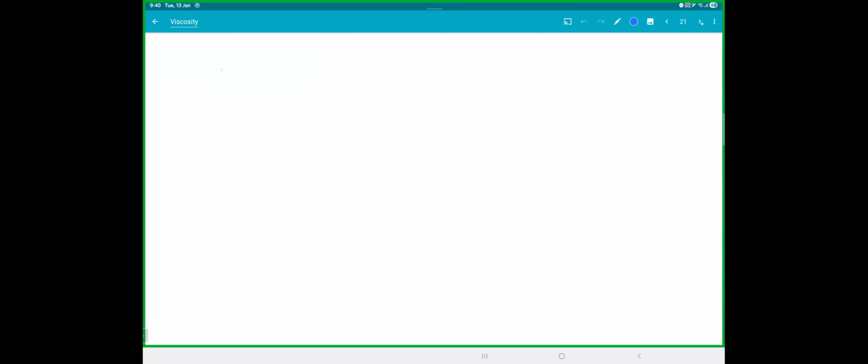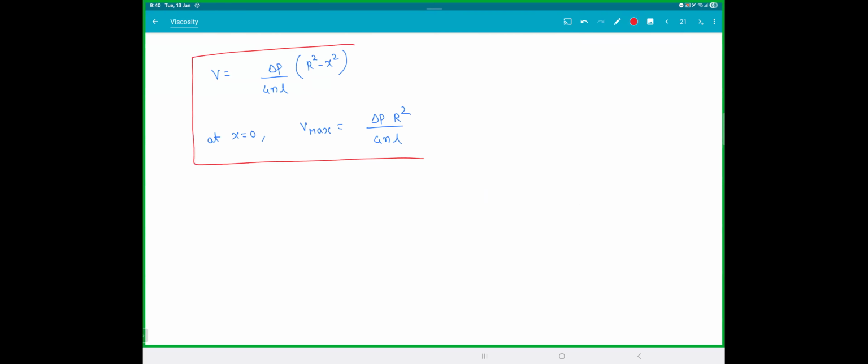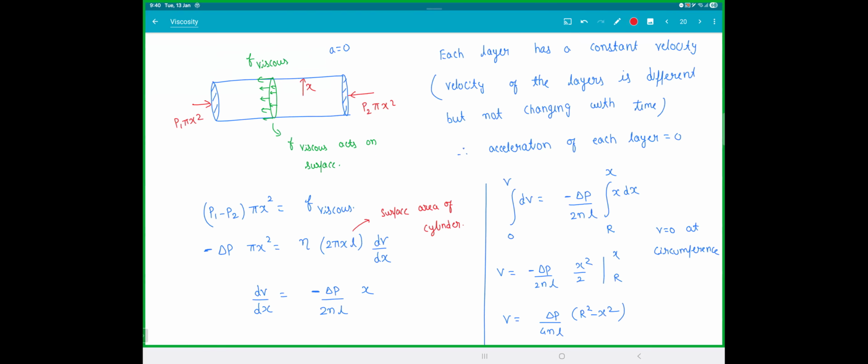So there, we got the velocity here. V is equal to delta p by 4 eta L times r square minus x square. This is a pretty good advanced paragraph question, right? When you take x is equal to 0, you get the maximum speed. So this is the maximum speed the liquid is going at the center: delta p r square by 4 eta l. So there are a lot of things I can ask you. Please have a look at this. Clear what we did? We just drew one FBD and then we got it from there.